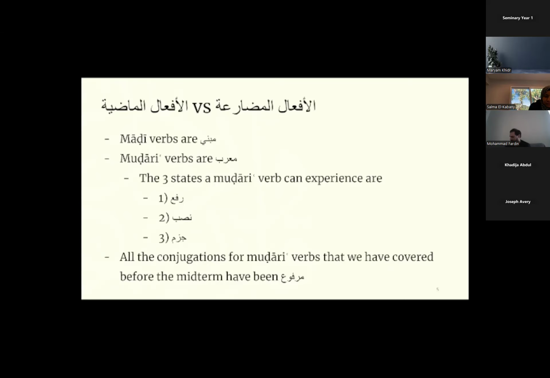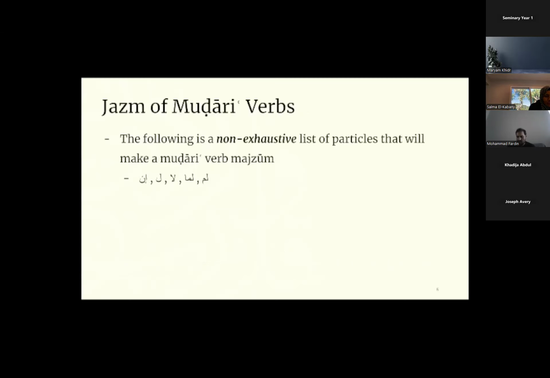Mudari' verbs, on the other hand, are mu'arab. They do experience i'rab. The three states a mudari' verb can experience are raf'un, nasbun, and jazmun. All the conjugations for mudari' verbs that we have covered before the midterm were marfu'. The section that we just completed was mansub. Now all that's left is majzoom. Jazm of mudari' verbs. The following is a non-exhaustive list of particles, huruf, that will make a mudari' verb majzoom.